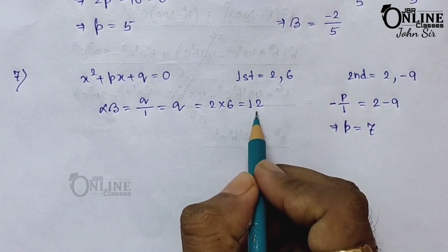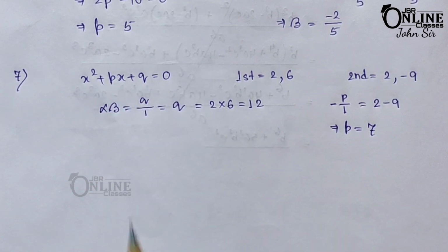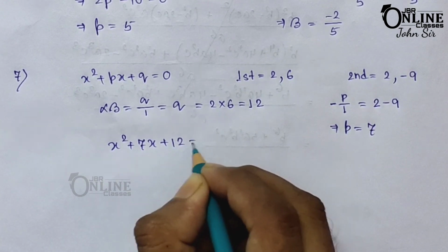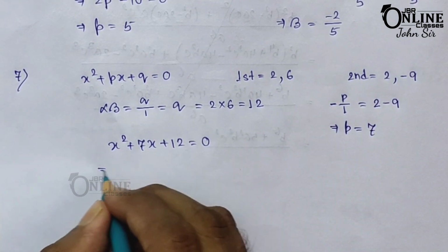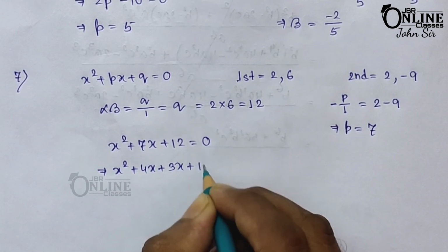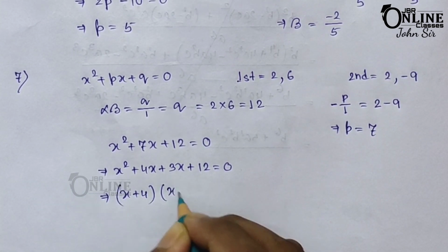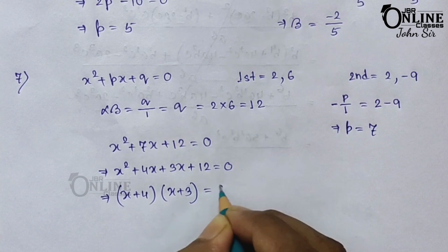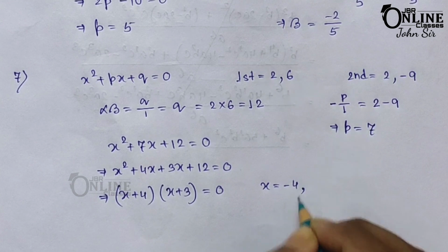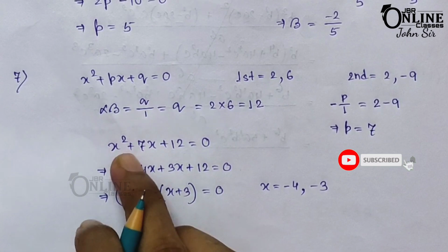So as q equals 12, p equals 7, we just put down the values here instead of p and q. So x square plus 7x plus 12 equals 0. So here x square plus 4x plus 3x plus 12 equals 0. So from that x plus 4 into x plus 3 equals 0. And from that you can easily find out x equals minus 4 and x equals minus 3 as your required roots for this equation.